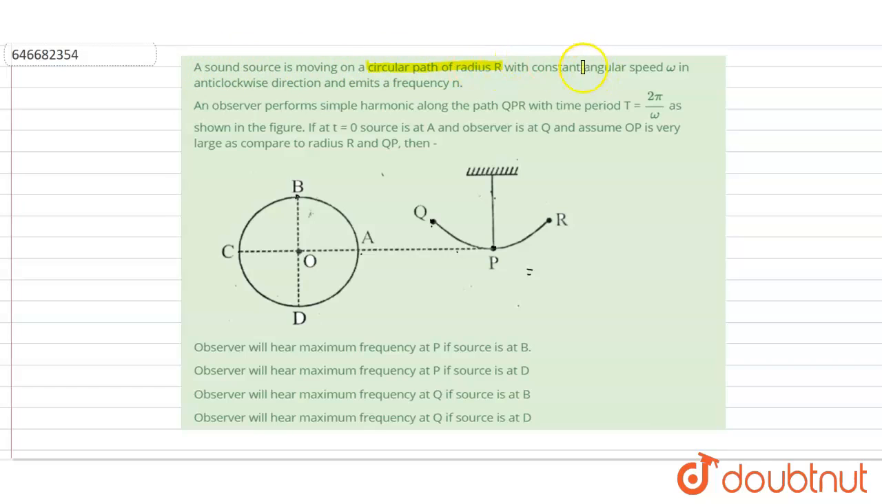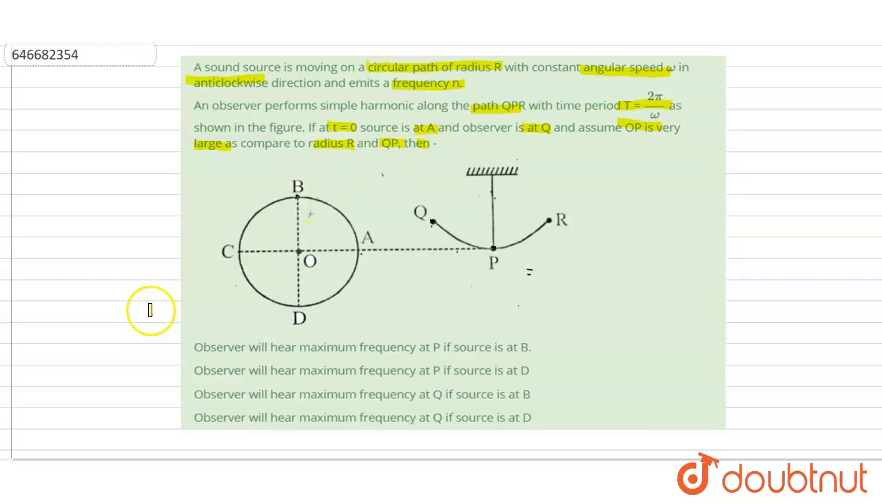Hello everyone, our question is: a sound source is moving on a circular path of radius r with constant angular speed omega in the anti-clockwise direction and emits a frequency of n. An observer performs simple harmonic motion along the path QPR with time period T equal to 2 pi upon omega, as shown in the figure. If at t equal to 0, the source is at A and the observer is at point Q, assume OP is very large as compared to radius r and QP.